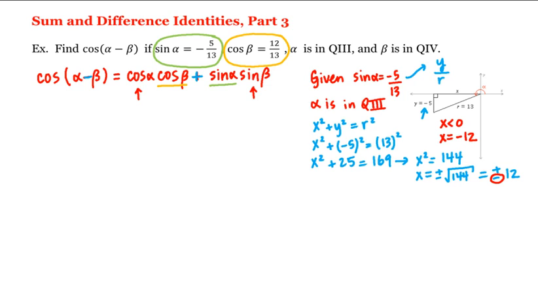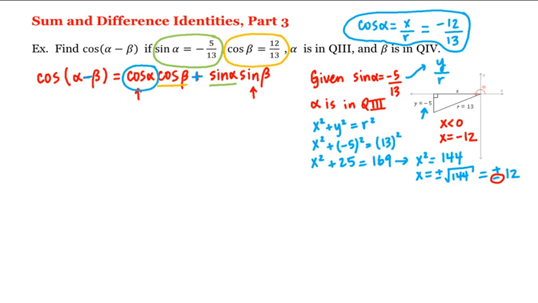Now looking back over here on the left, remember that we need to know what cosine of alpha is. And remember that cosine of alpha is equal to x divided by r, which is equal to negative 12 divided by 13. All right, so it still remains to find this sine of beta here.